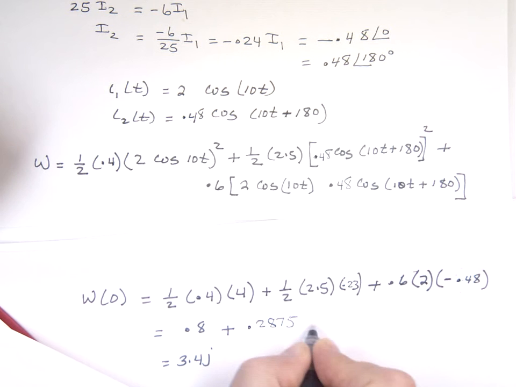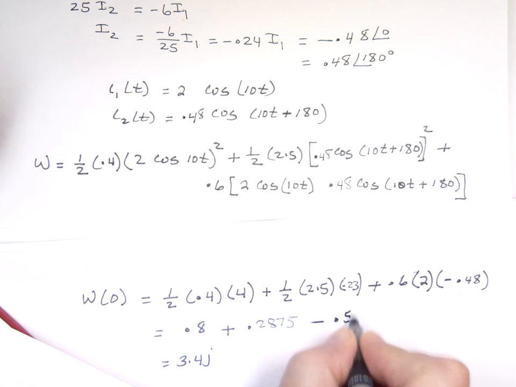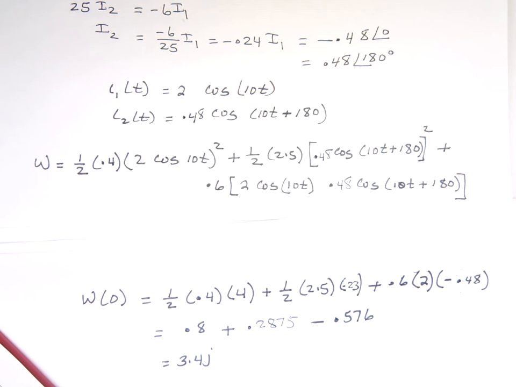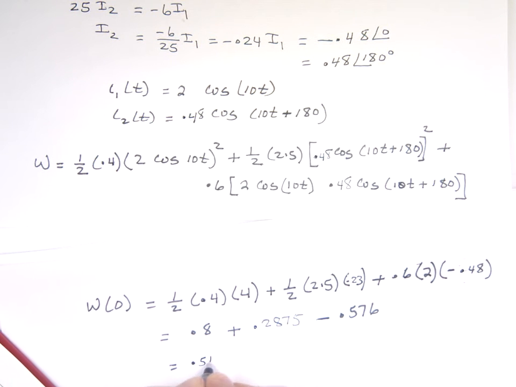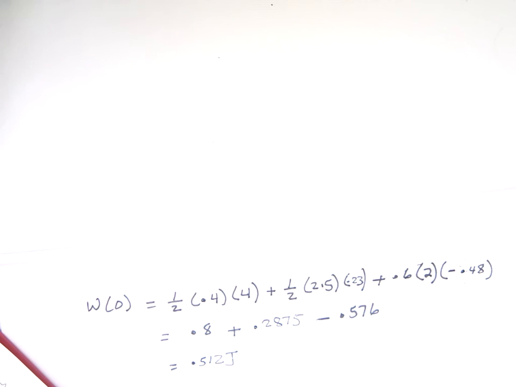And that will be minus 0.6 times 2 times negative 0.48. Negative 0.576. 0.8 plus 0.2875 minus 0.576, 0.512. Is that the answer? Yep. 0.512 joules.